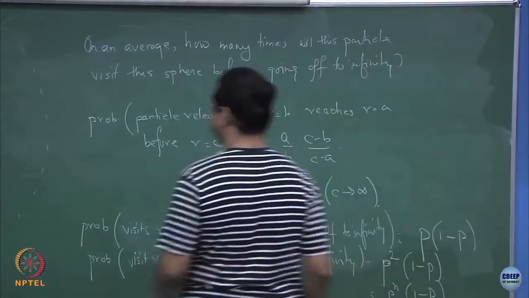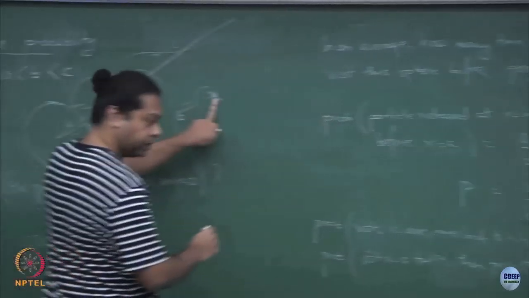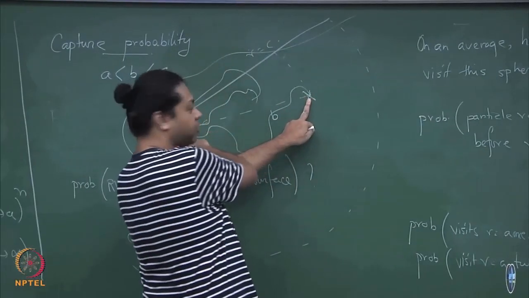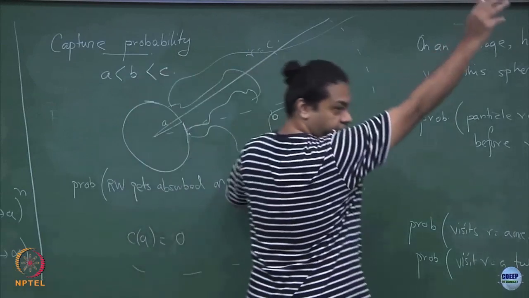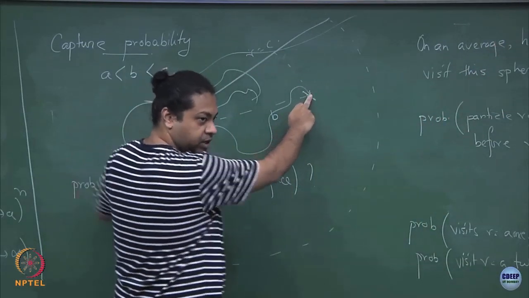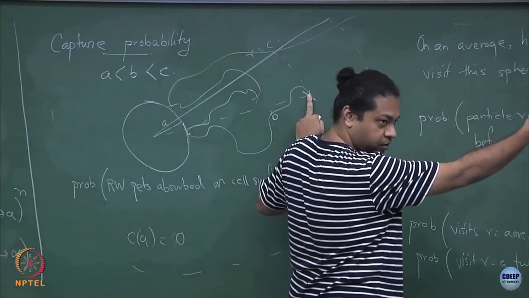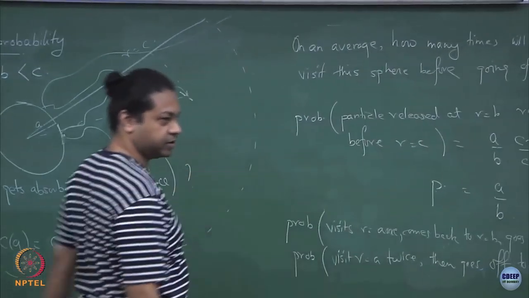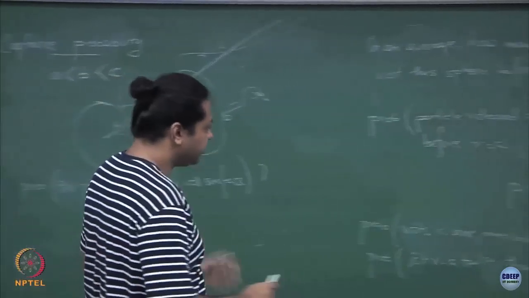So, once you have released the particle here, it has two things to do. It can come over here or it can go off, right. So, if the probability that it comes here is p, then the probability that it goes off on the other side is 1 minus p.